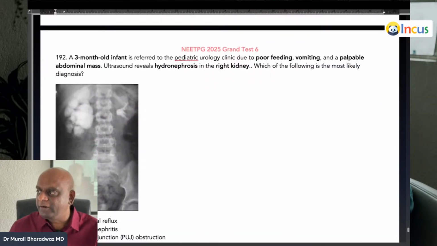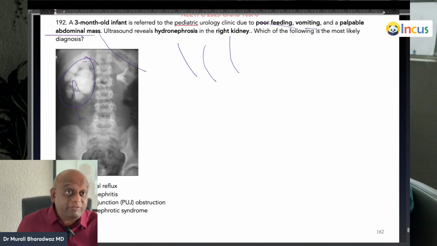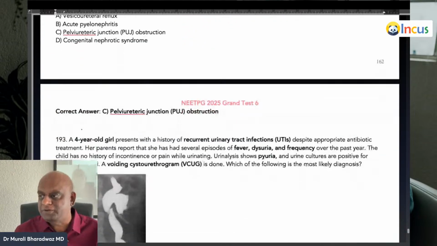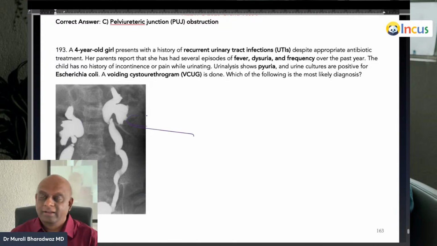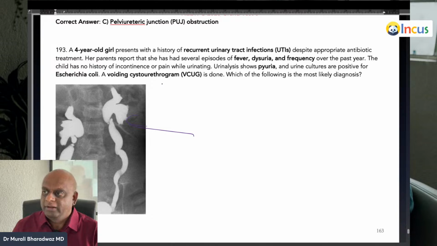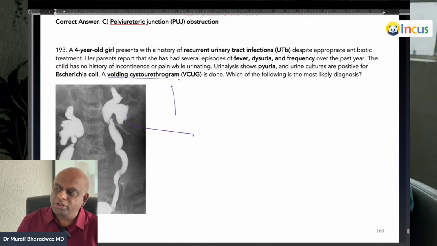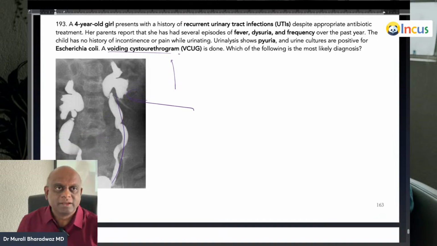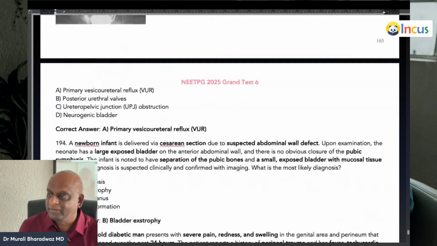3-month-old referred for poor feeding, vomiting, palpable abdominal mass with hydronephrosis, and a delayed nephrogram, which is classical of pelvic-ureteric junction obstruction. 4-year-old girl with a history of recurrent urinary tract infection with E. coli. Voiding cystourethrogram is being done. This is a case of vesico-ureteric reflux.